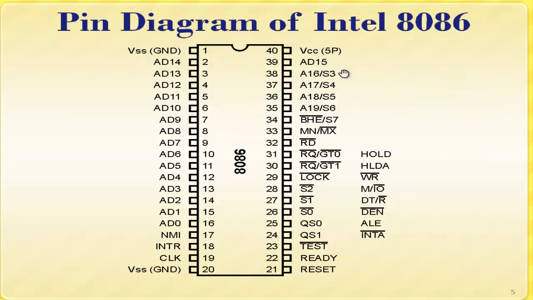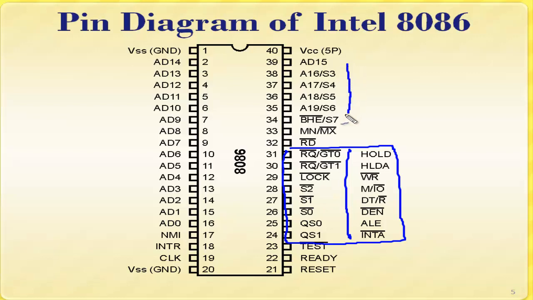In the status we have S3, S4, S5, S6, and even S7 we are talking about, and also here are S0, S1, S2. We will talk about these things later, because there is another multiplexing here, and it depends upon the minimum mode or maximum mode of the 8086, because our 8086 works in 2 modes, minimum and maximum, and we will talk about them later.